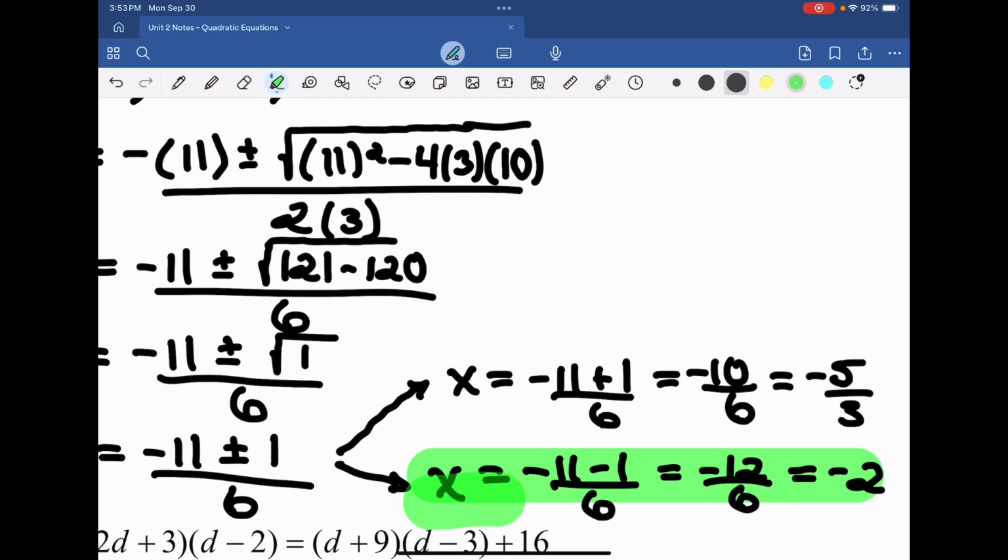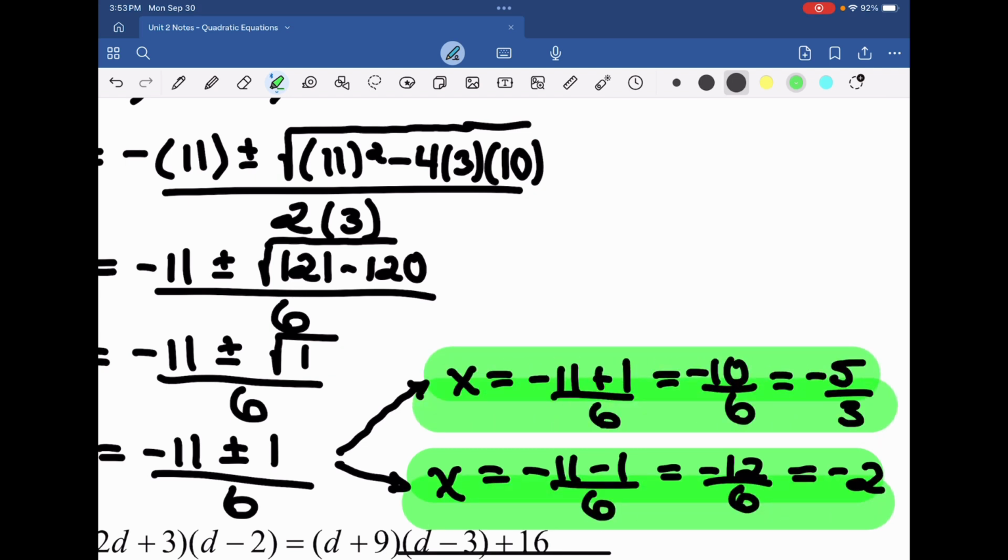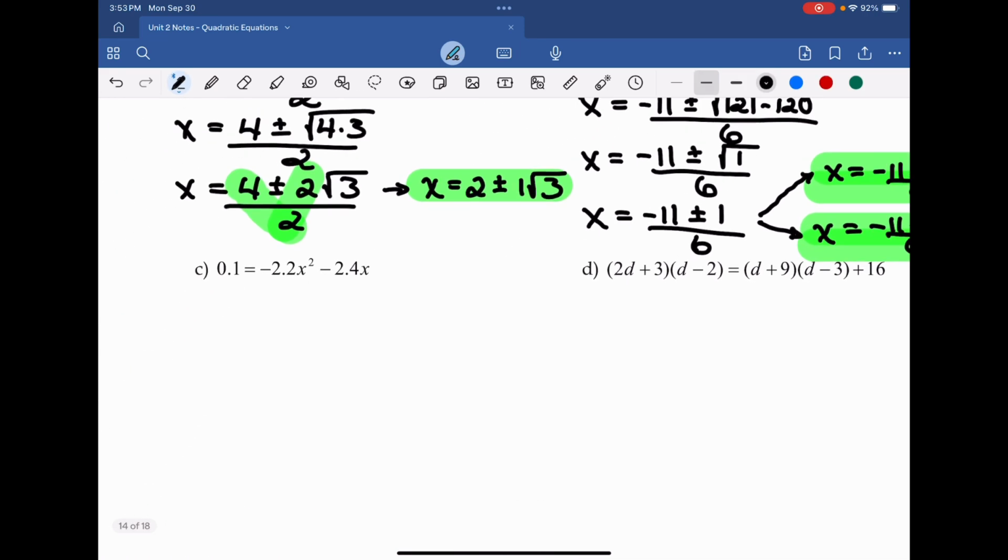There's our two solutions here, and we could highlight them. Now, if you just highlight x is equal to negative 5 over 3 and x is equal to negative 2, great. I just like to highlight all the work here, showing that there is a form being followed. We're reducing our fractions if possible, and we're getting our final solution in the most simplified form. Okay, let's continue moving forward.